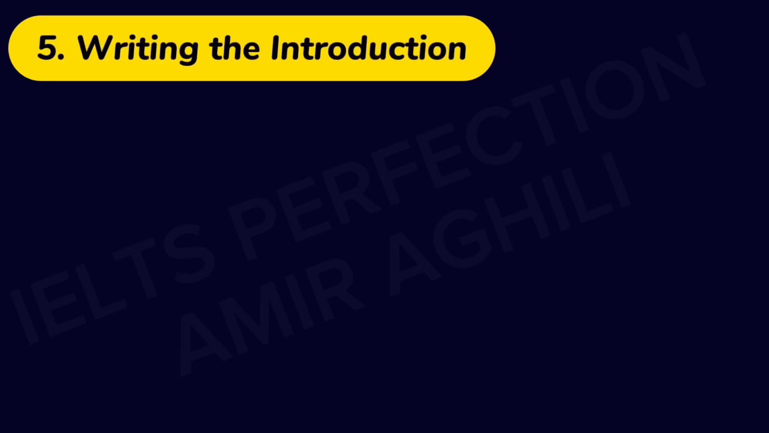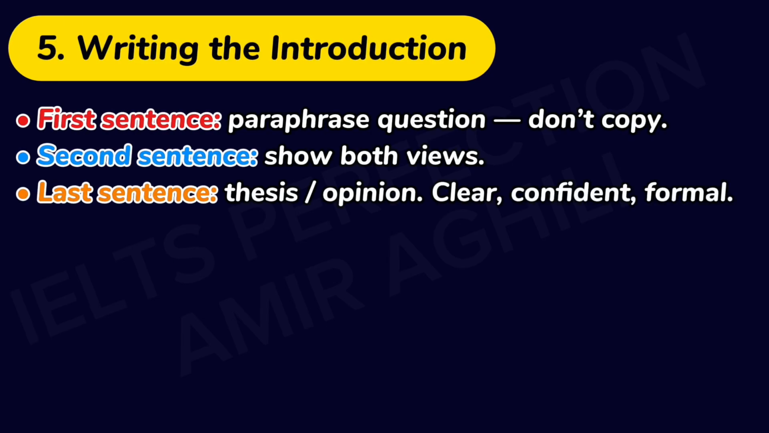Step 5. Writing the introduction. As you can notice, I have highlighted the different parts of the paragraph with a special color so that you can easily recognize what each sentence is exactly referring to. In the first sentence, we paraphrase the question, not copy. In the second sentence, we show both views. And in the last sentence, we state our thesis and opinion.